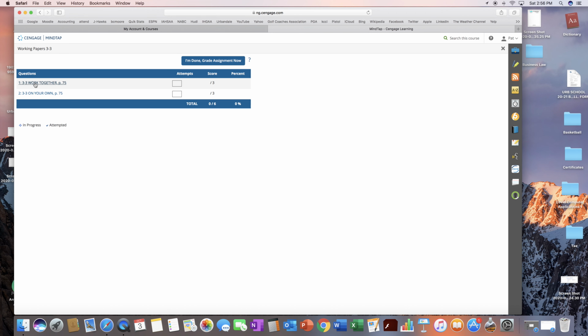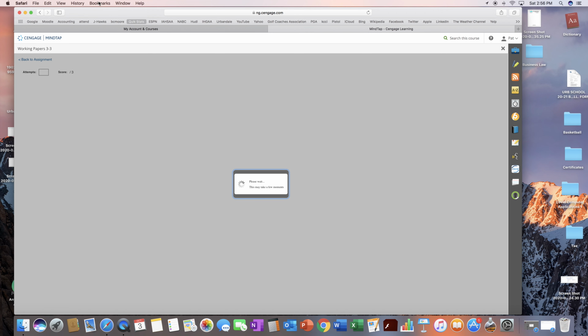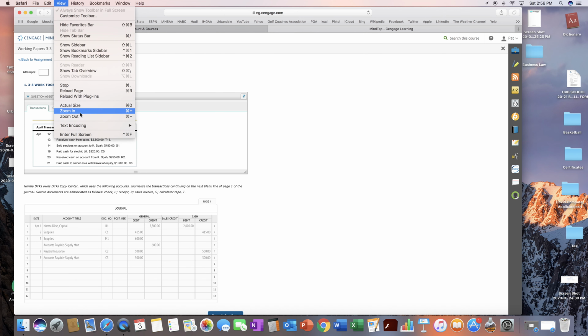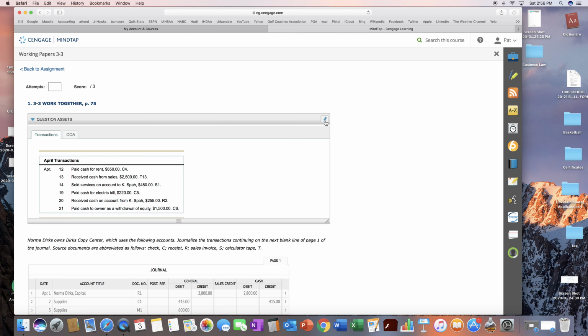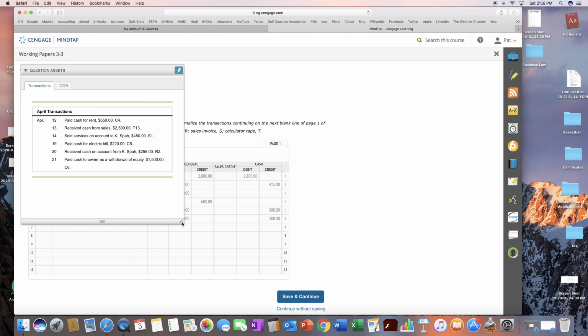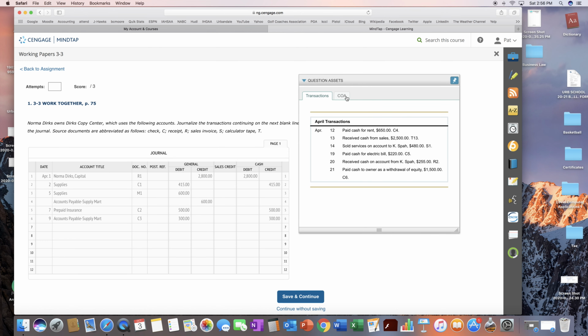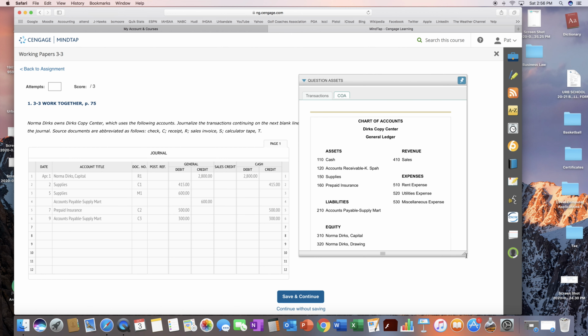All right, 3-3 work together here. Again, like we have in the past, we'll zoom in a little bit. We have our chart of accounts. Again, if you ever want to use it, it's here, telling you the normal balance, accounts payable.